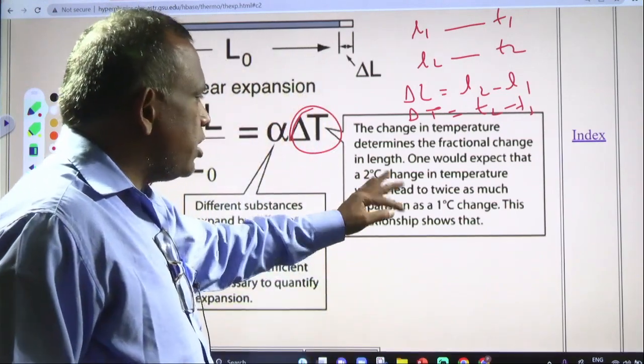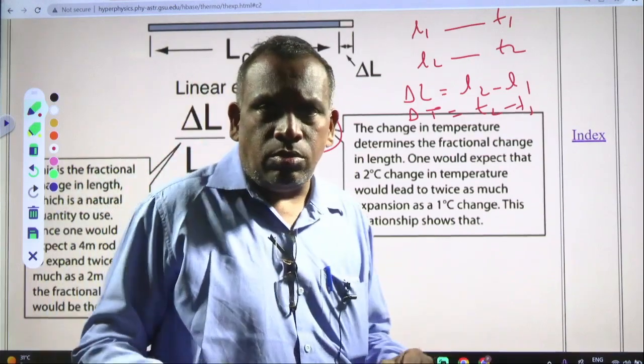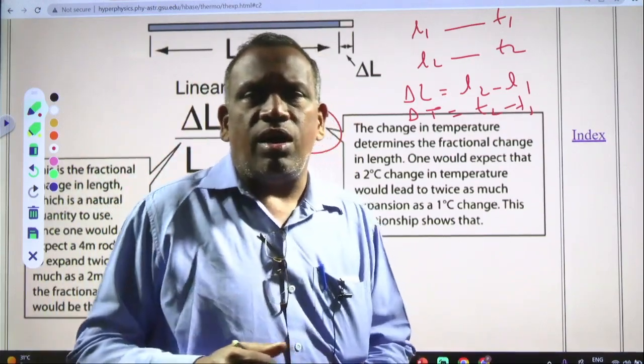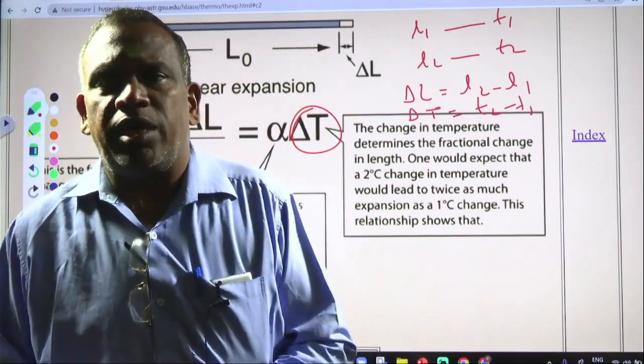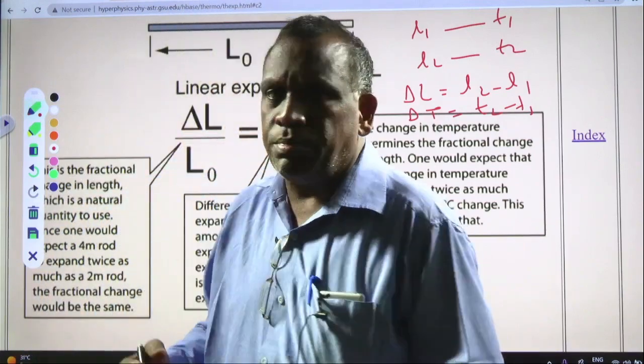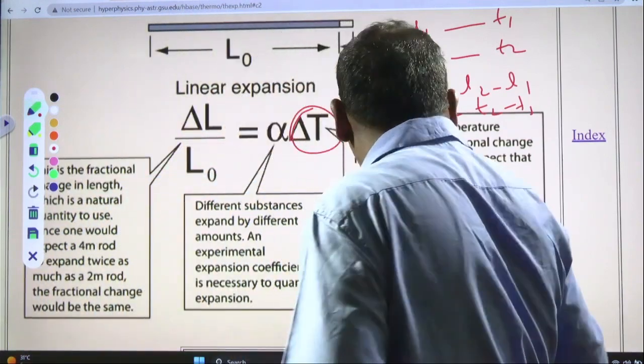So from that there is a constant. That constant is alpha. Alpha is the coefficient of linear expansion. See, coming to the next one.